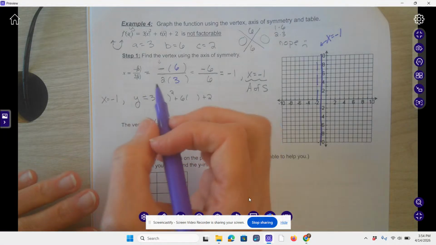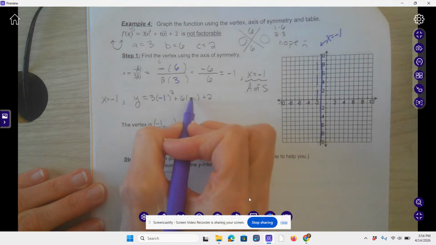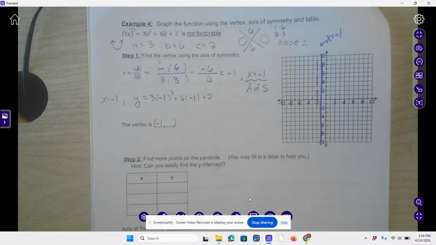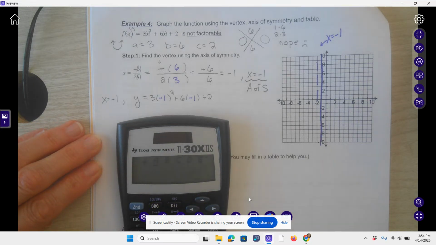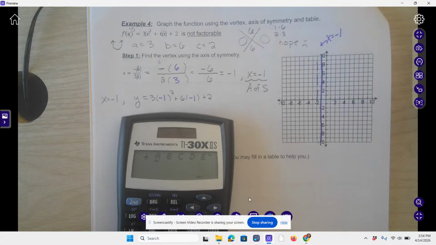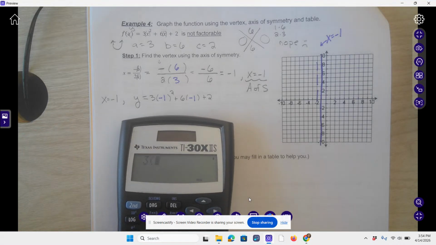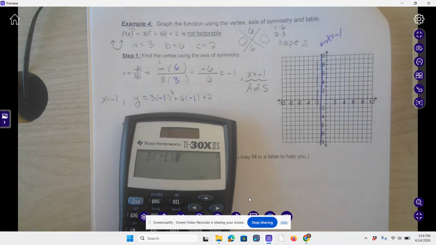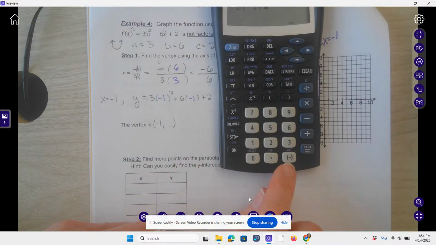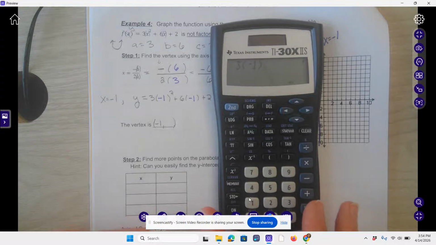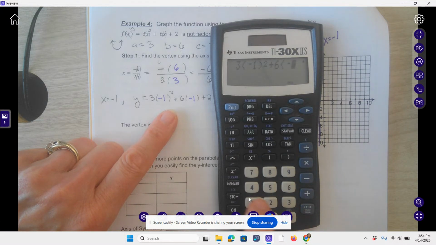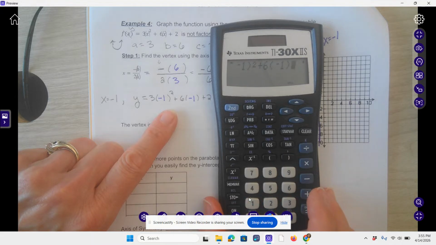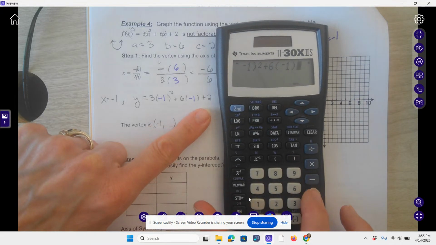And what are we wondering? What is y when x is -1? So we're going to substitute a -1 in there. Now this, you can put that whole equation in your calculator. So 3 parentheses, -1, make sure you're using the negative symbol for your negative number. And then don't forget the squared. And then plus 6 parentheses, -1, close your parenthesis, no squared on that one, plus 2.